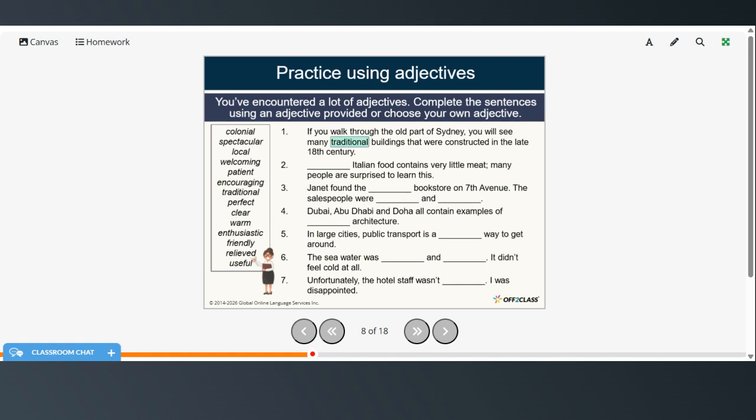Actually, no, probably colonial would go better there. Sorry about that. Colonial buildings. And then number 2 would be traditional. Traditional Italian food contains very little meat. Many people are surprised to learn this.